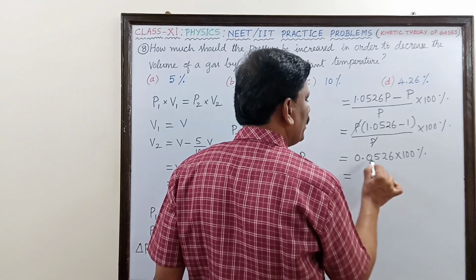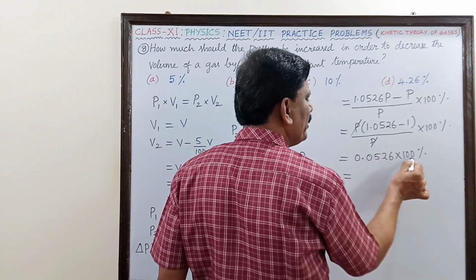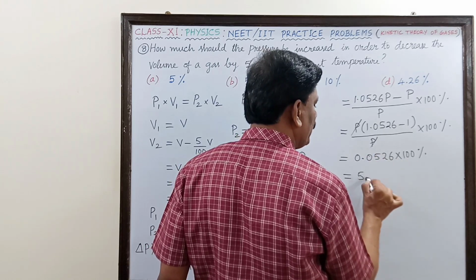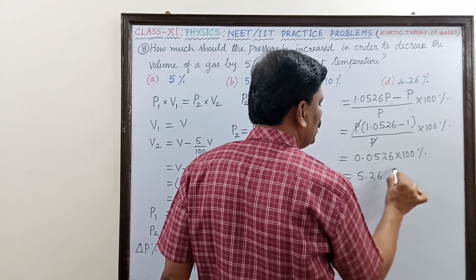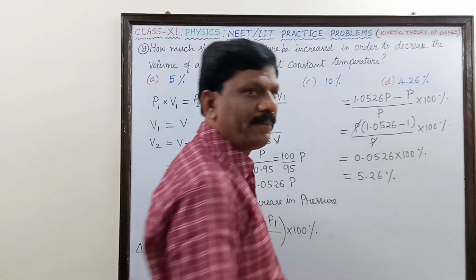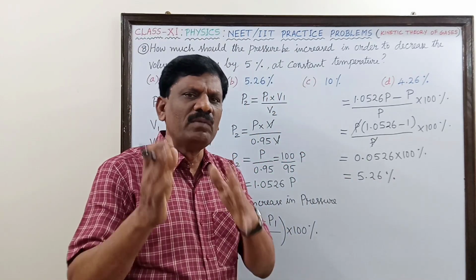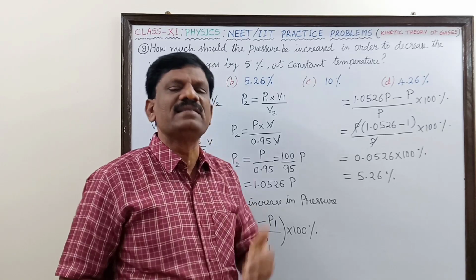So this will be equal to what? Two decimals will shift when you multiply by 100. So this must be equal to 5.26%. This is the answer. So by how much percentage is the pressure increasing?